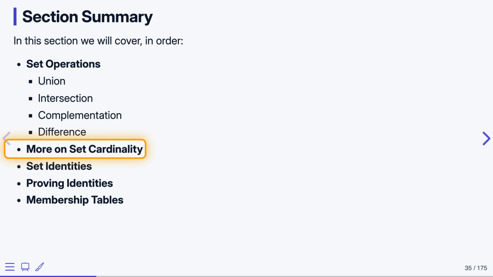Then we look again at cardinality, the size of a set, and count the size of a union. After that we list the set identities, which are rules that are always true. Then we learn how to prove such an identity by logic. And finally we learn a second way to prove one, using membership tables. Use this list as a checklist.